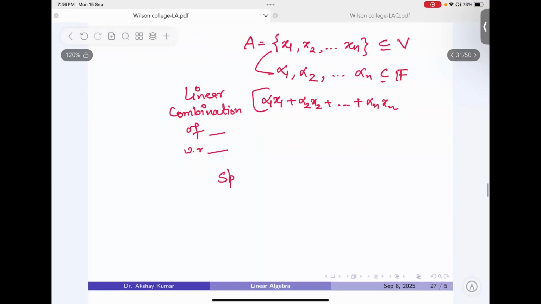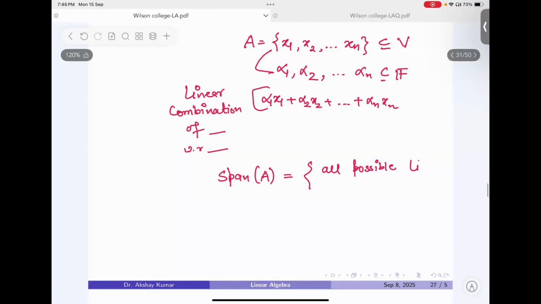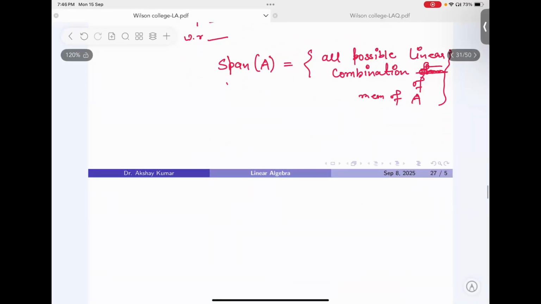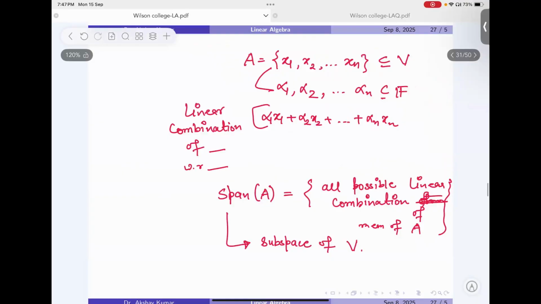And what is the span of A? The span of A is when you collect all possible linear combinations, where the members come from A and the scalars come from F. This is called the span of A. It is easy to check that it will always form a subspace of V. Till now we have taken only a finite set.